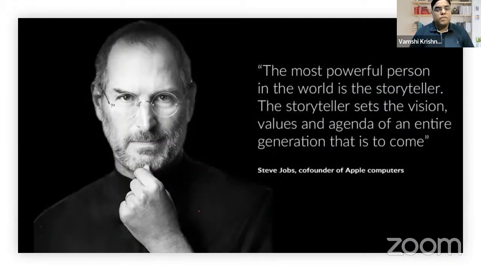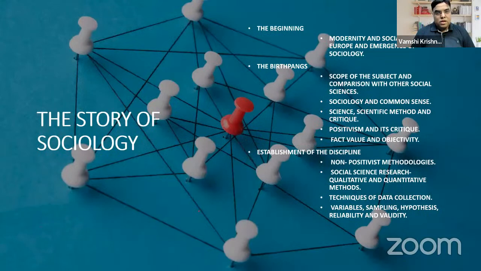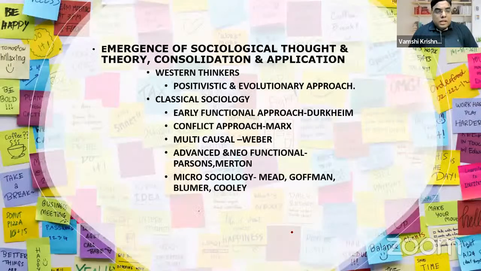Steve Jobs said the most powerful person in the world is the storyteller. He sets the vision, he gives the values and the agenda of an entire generation. That's why people value storytellers. So just see here, this is your portion, the story of sociology. How did sociology emerge? Then what were its challenges to establish itself as a discipline? Then once it is established as a discipline, how did it enrich its subject matter? Then the sociological thought: how can it permeate to the next generation?